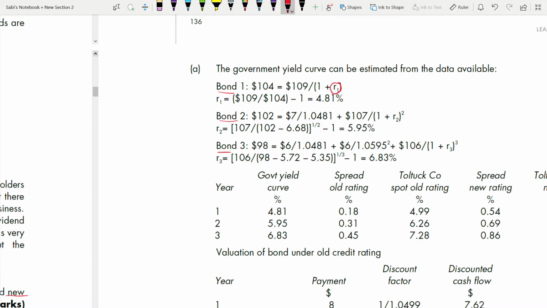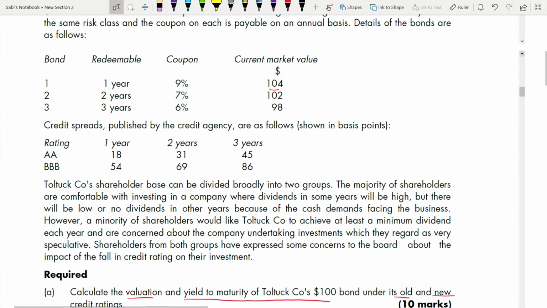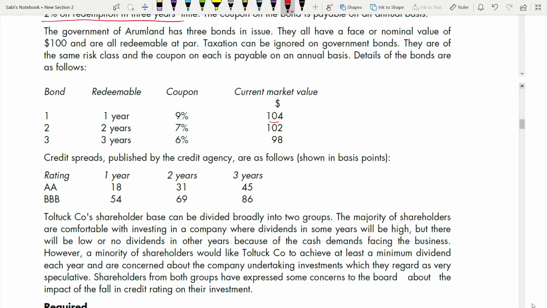That rate will change when the credit ratings reduce, so we need to find it first. For all the three bonds, that rate is not the same, it will be different. So for bond 1, it is 109 divided by 1 plus r. Why 109? Because the face value is 100 plus that 9% coupon. Here it will be 107, because face value for each is 100 plus the coupon, and here it will be 100 plus 6, 106.